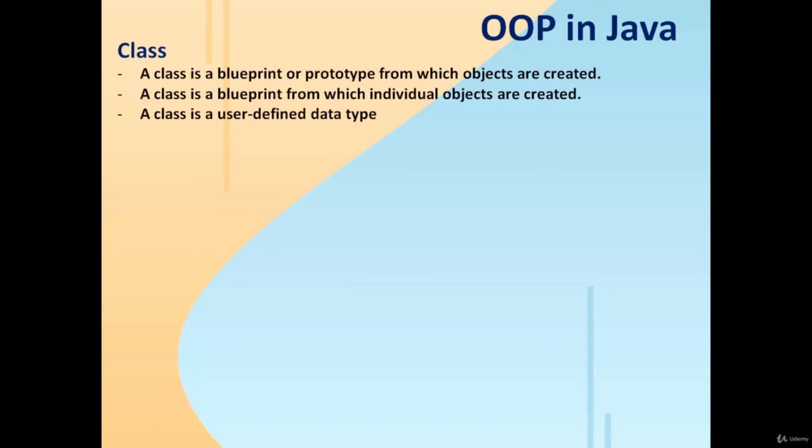In Java, we have got 8 primitive data types like byte, short, int, long, float, double, char, boolean. These are the 8 primitive data types of Java. But if I want to develop a MIS project, management information project, I need to store the employee details.